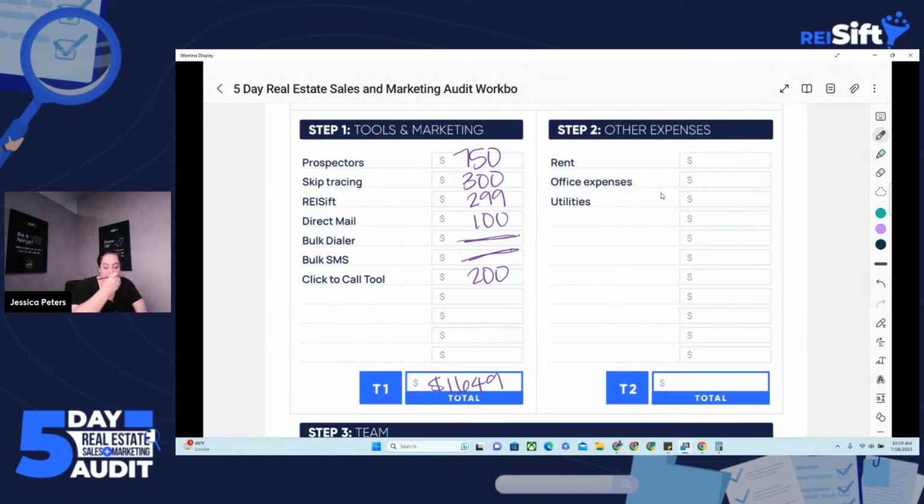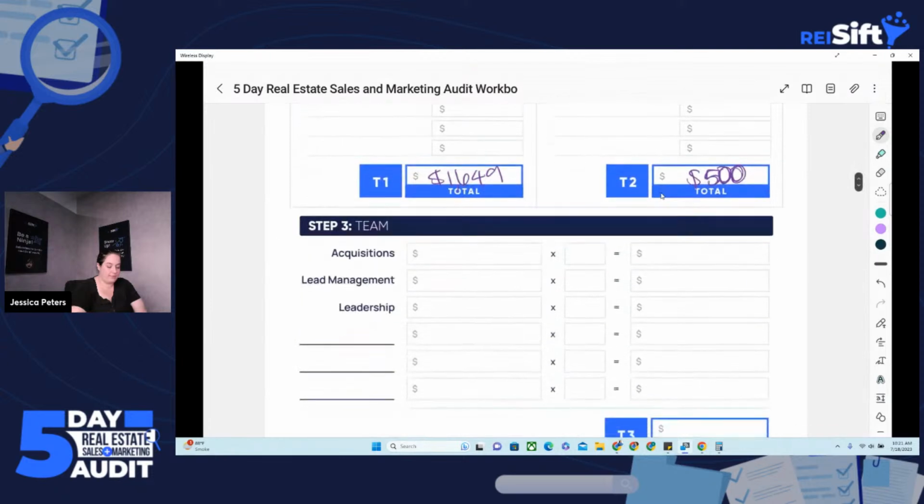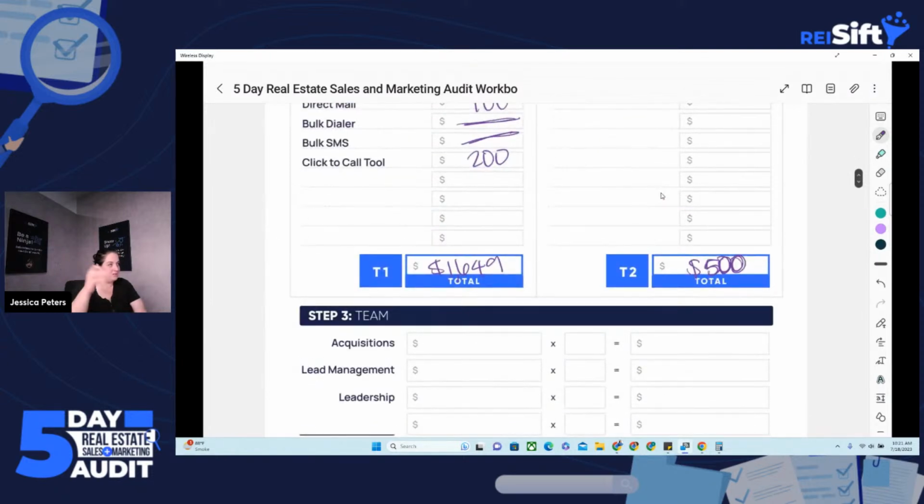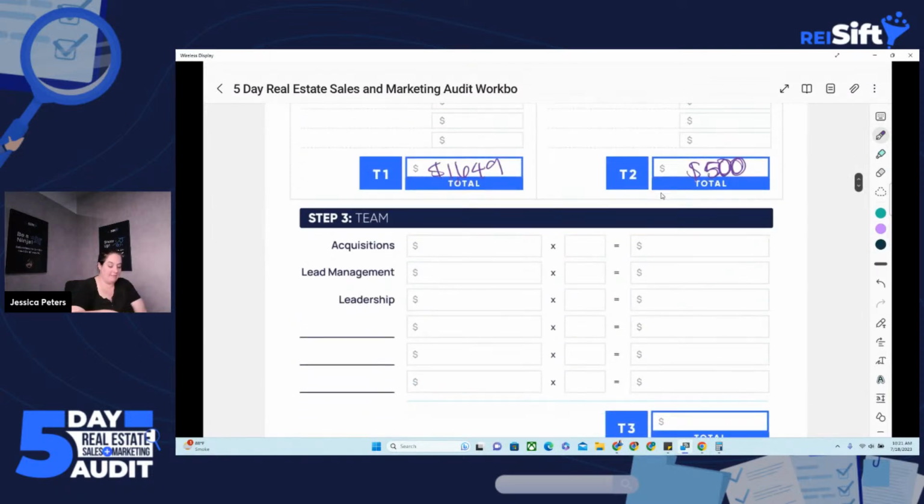Now, other expenses. If you have office space and you're renting it, office expenses, utilities, whatever it is, I'm just going to put $500 here, but we gave you a place to break down any other expenses separate from marketing or your team that you're accruing in your business. So you would put that here: ink for your printer, your power bill, your cell phone bill, whatever necessary business expenses you have, gas for driving for dollars, whatever you have going on there.